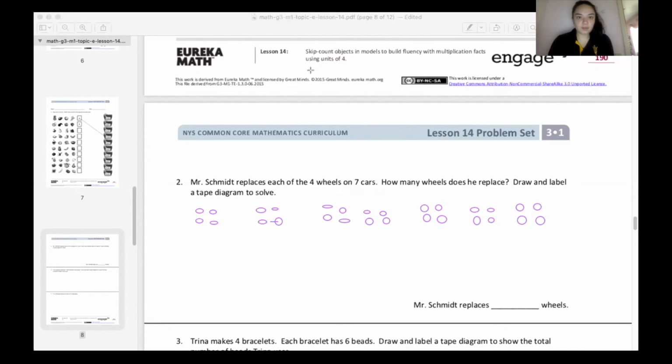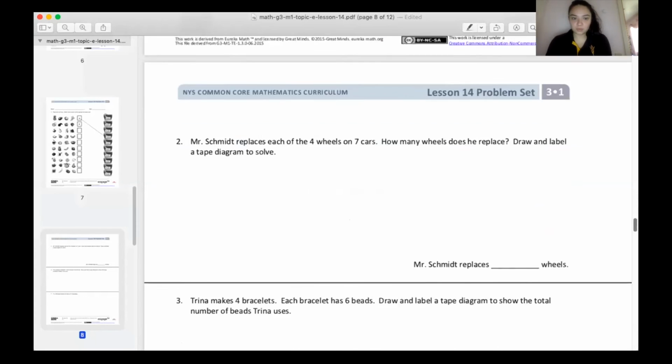And so now I'm going to write my multiplication sentence. I have 4 wheels and I have 7 cars. So how many do I have in total? So now we're going to skip count by our groups. We have 4, 8, 12, 16, 20, 24, and 28. So Mr. Schmidt replaces 28 wheels. I'm going to go ahead and clear that off and scroll down.